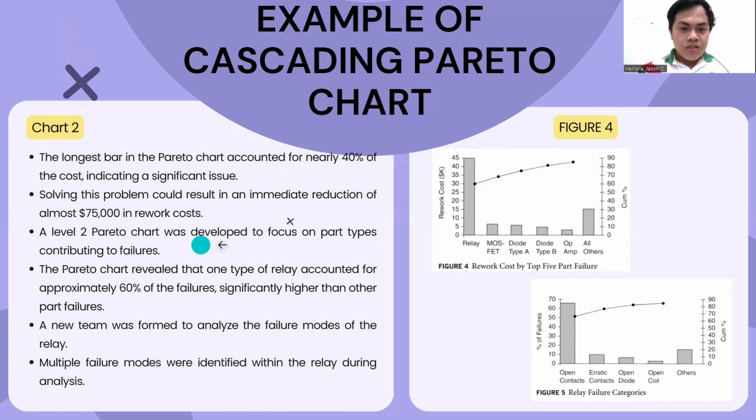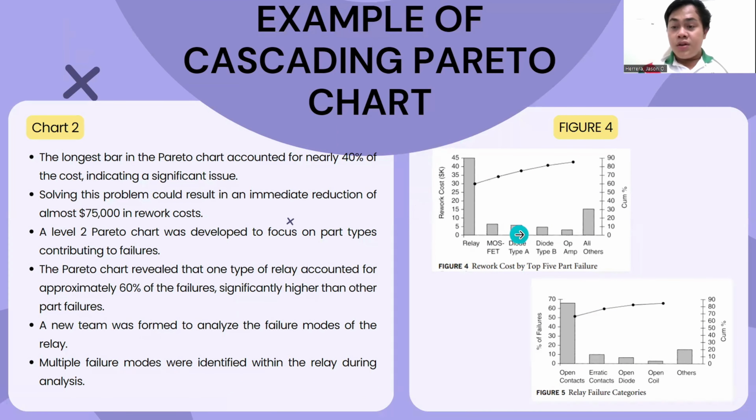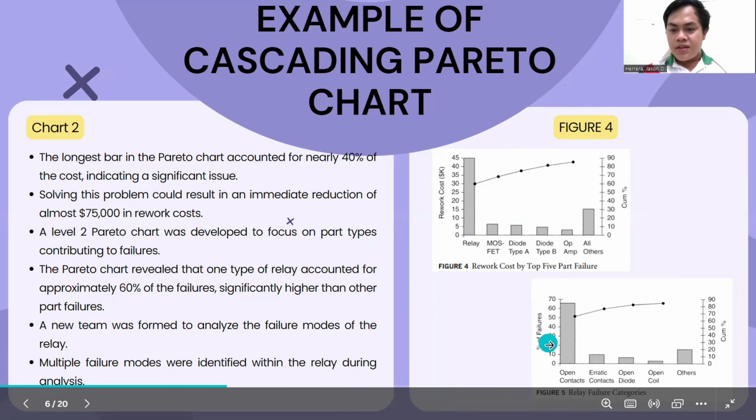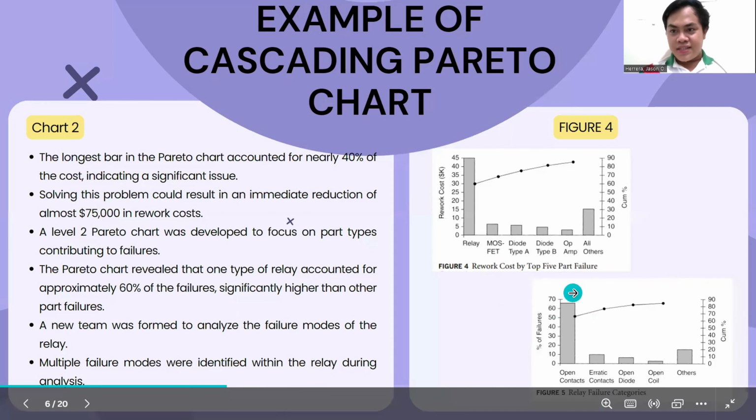In the level two chart, the Pareto focuses on the part types contributing to the failure, which is the part failure from the previous figure. In this part failure, there are relay, MOSFET, diode type A, diode type B, amp, and all others. In figure six, because the relay is the high bar, they again create a subsequent chart to find the root cause of that problem. In the relay failure category, the most the company must prioritize to avoid this kind of defect is the open contacts. That's why cascading enables you to find the root cause.